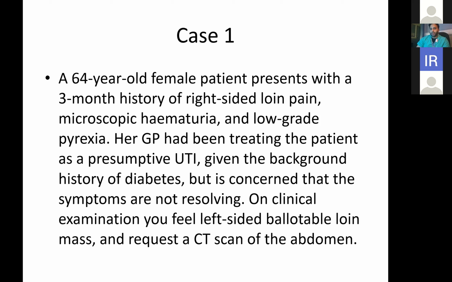She's been going back and forth to the GP with a presumptive diagnosis of UTI, given her background history of diabetes. But the GP is a little concerned that the symptoms haven't resolved. On clinical examination, so you see her in, let's say, A&E or acute medicine, you feel a sizable ballotable mass on the left side and request a CT scan of the abdomen.